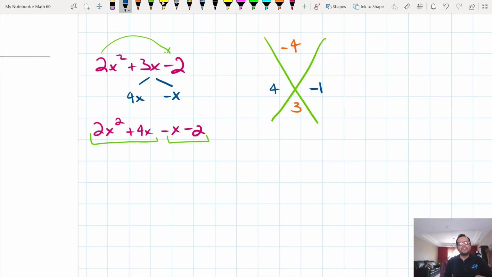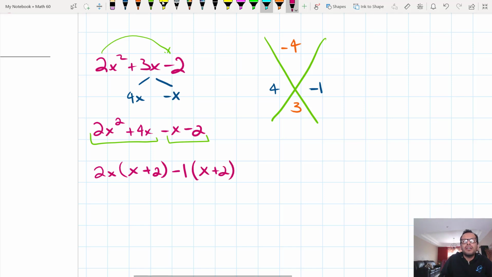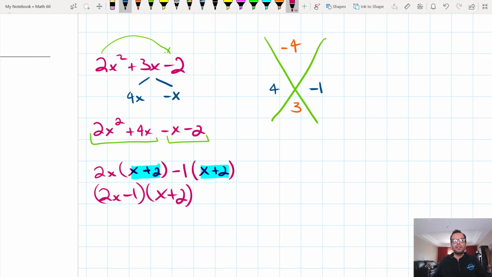Okay, so we need to find the GCF of the first group, which is 2x, leaving us with x plus 2. And the GCF of the second group, notice there is a -1 as a GCF. And the final GCF, notice we have an x plus 2 and an x plus 2. And we can write this as 2x minus 1 times x plus 2. Okay, so that's the factored form of the denominator of the first fraction.